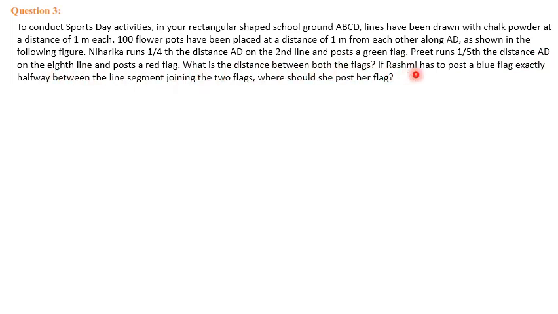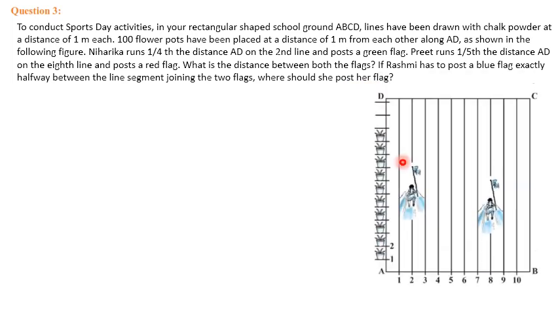And another person, Rashmi, has to post a blue flag exactly halfway, in the middle of these two people who have already posted their flags. In between these two, exactly in the middle, she has to post. So where is the position? That is the question. This is the diagram given to you here. So here let Niharika post the flag at P. So this may be considered as Niharika, and this one we can consider as Preet, and Preet posts the flag at Q. So let us mark this P and Q in the diagram.